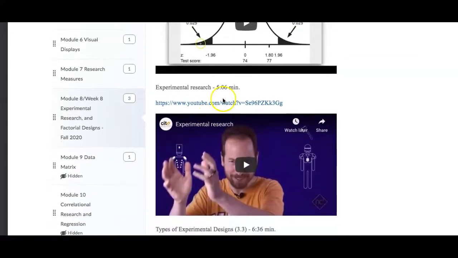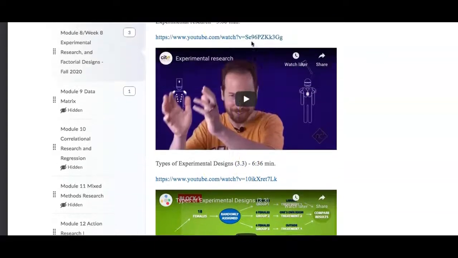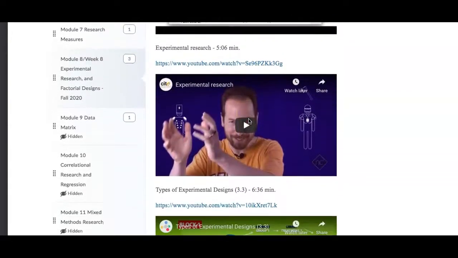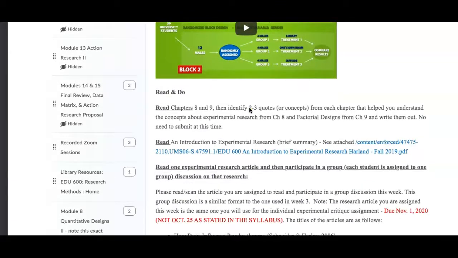Another one is 5 minutes on experimental research. The next one is on types of experimental design. So we take the concepts that are discussed in these two, and then we take it a little further into some other experimental designs. What I would like you to do this week, specifically, is read chapters 8 and 9. And I'd like you to identify from each one of the chapters 2 or 3 quotes or concepts that help you understand the concepts about experimental research and designs.